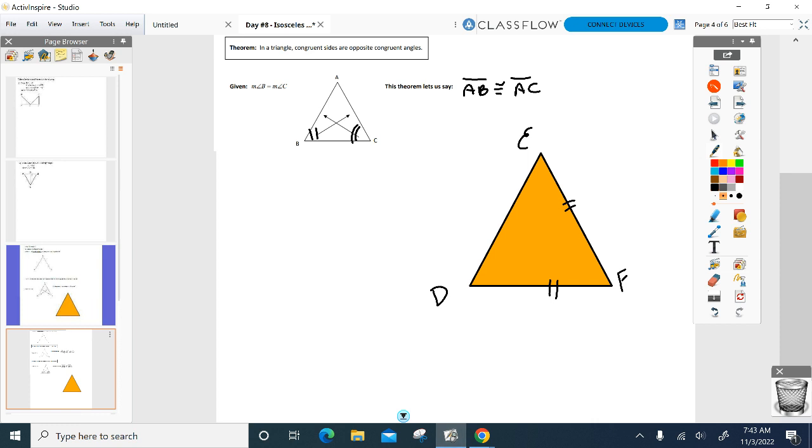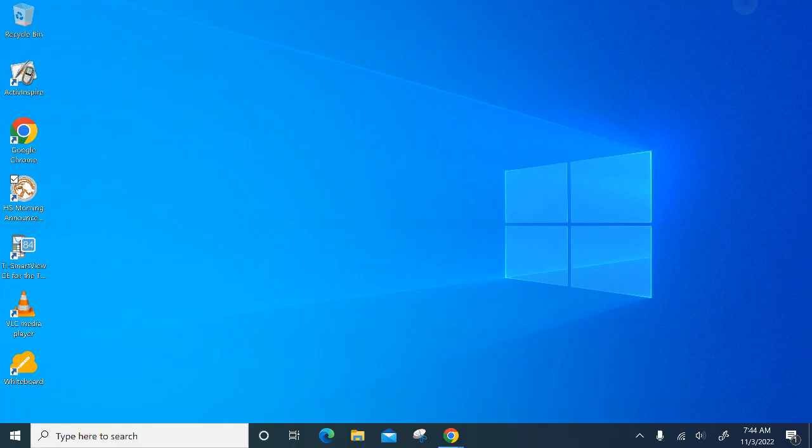What's across from this side? What angle? E would be congruent to what's across from this? D. All right, I just don't want you guys to get in the habit that, hey, it's always the bottom two. It's not. And now do you guys understand what I mean by across from? We're okay? All good.